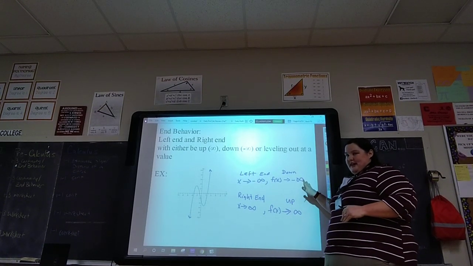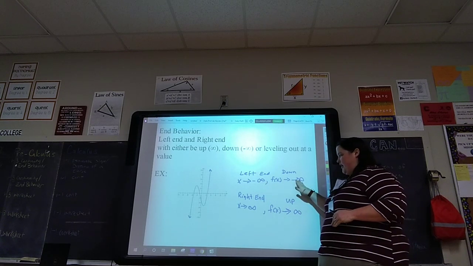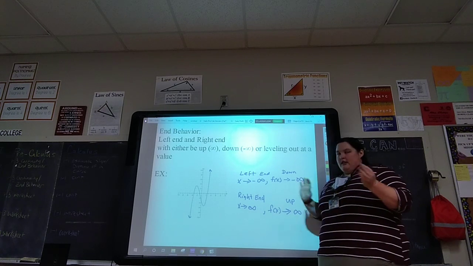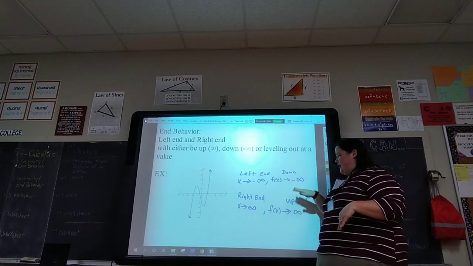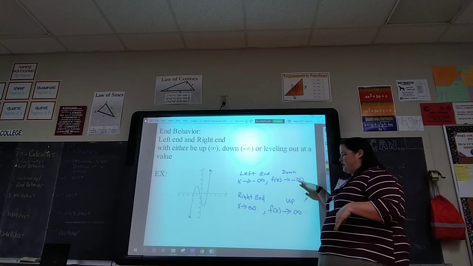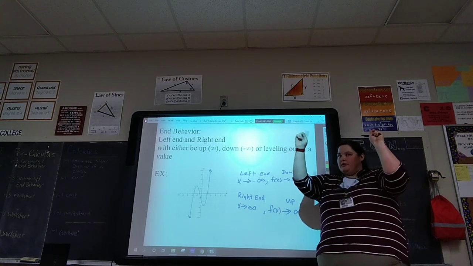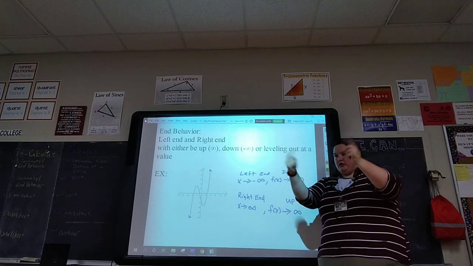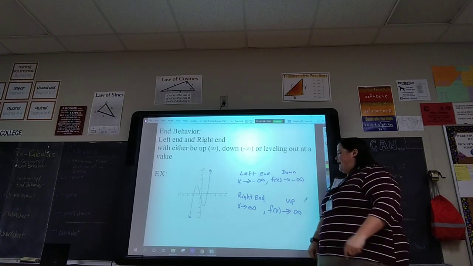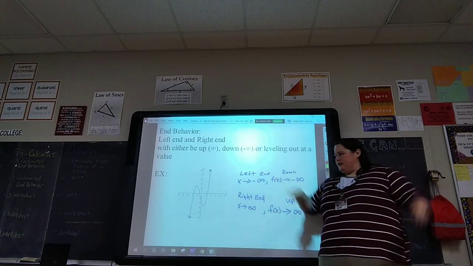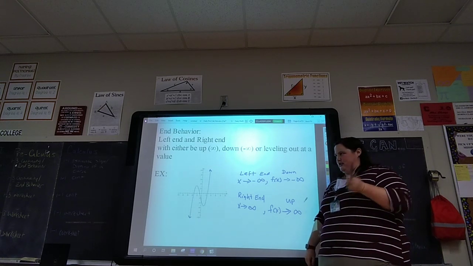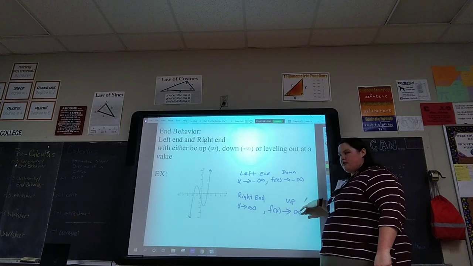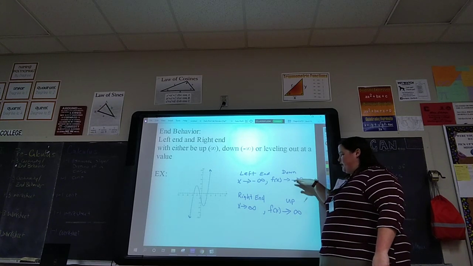These do not have to be the same. Right now, both of them were negative infinity for the left end, and both of them were positive infinity for the right end, but they don't have to be the same. Your function could be going up on both ends, so they both could be positive infinities. They both could be going down, so your ends could both be negative infinities. Like I said, they could be leveling out at a number. We're going to look at a graph like that so you know what I'm talking about. Again, they don't have to be one of each for your function.